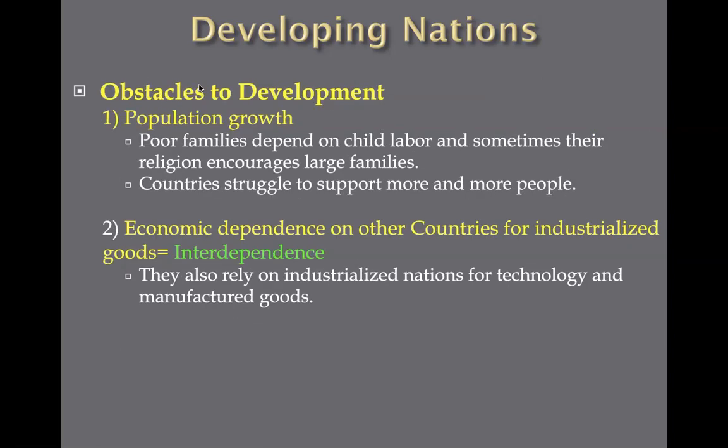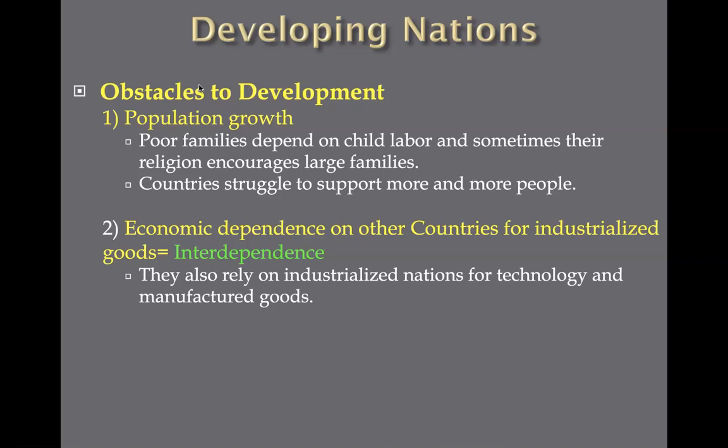So obstacles of development. One of those is population growth. Poor families depend on child labor, and sometimes their religion encourages large families. There are a lot of different types of religions that encourage large families. Countries struggle to support more and more people. So you use child labor, which we've talked about in the past, which is not a good thing. But then you also have more people that the government may have to help support, and they can't fund it.